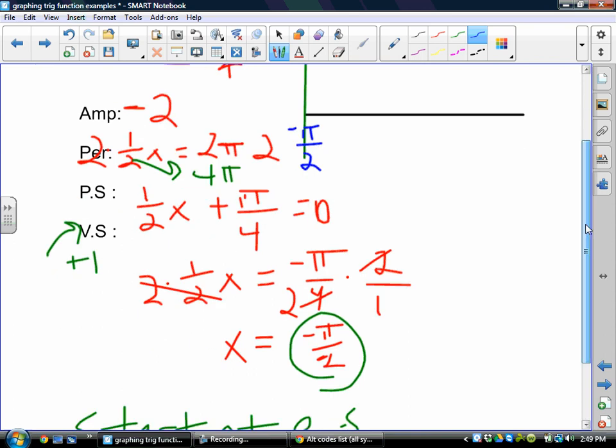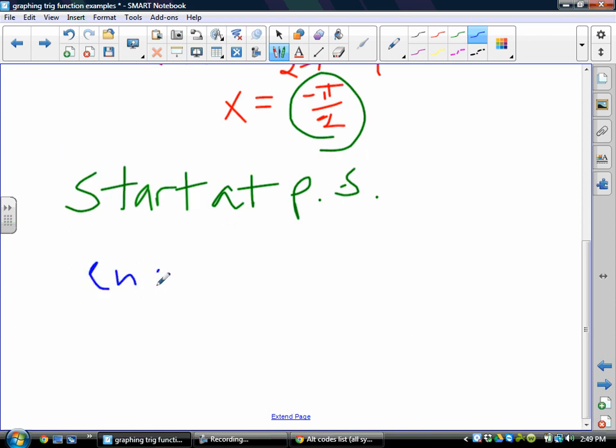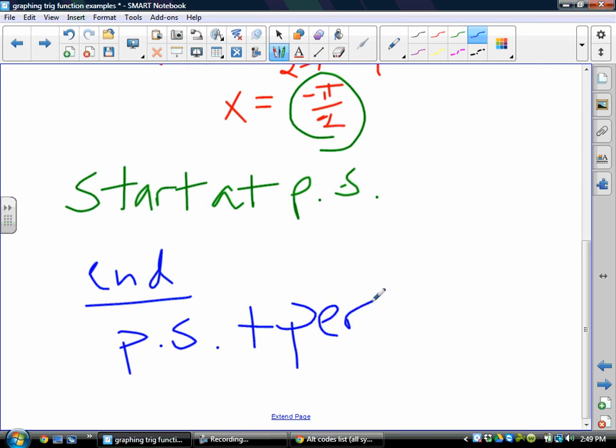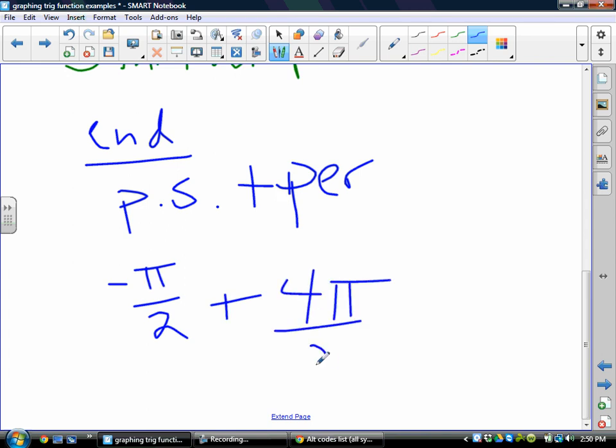So to find where my cycle ends, I'm going to take my phase shift plus the period. Now be careful, the period was different in this one. My phase shift is negative pi over 2. My new period was 4 pi. So let's change that into a fraction. 8 pi over 2 is the same as 4 pi. So this is going to be 7 pi over 2 is my end, where the cycle would end.